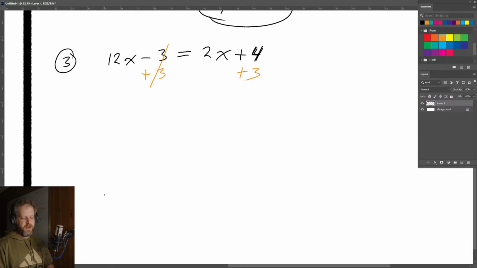So when we add 3 to both sides, what's left on the left side? 12x. And what's on the right side? 2x plus 7. So now what should we do?